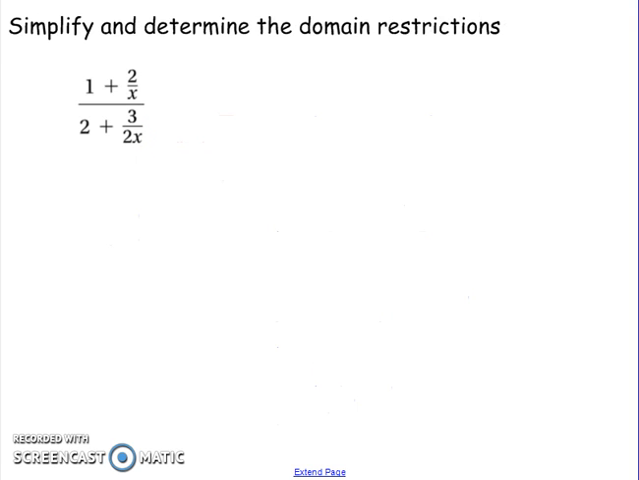Okay, if we look at this one, so now we have addition going on in the top and the bottom. So we just want to focus on them separately. So I'm going to, again, rewrite 1 as 1 over 1. And this is 2 over x divided by 2 over 1 plus 3 over 2x. So let's just focus on the top first.